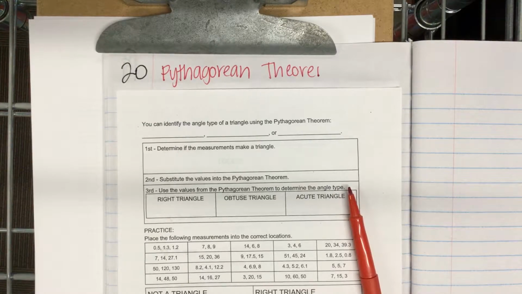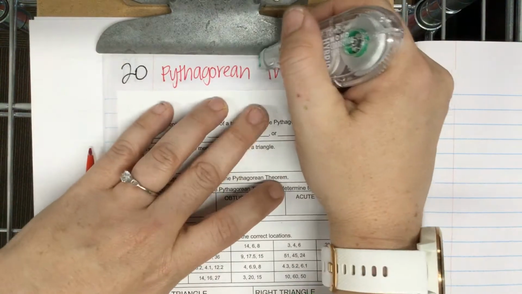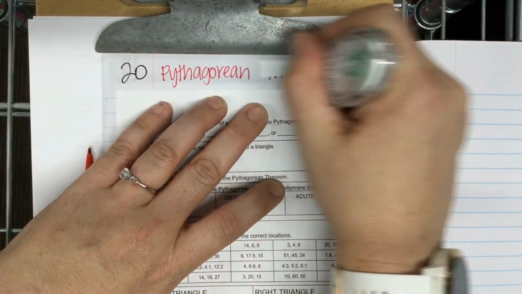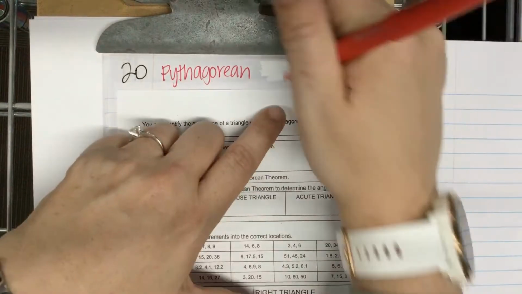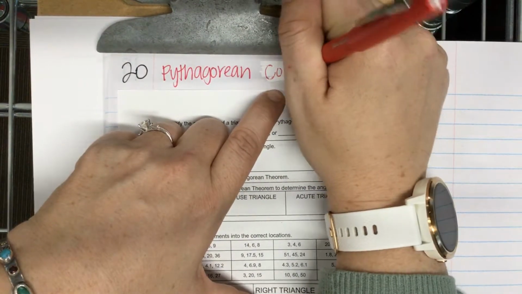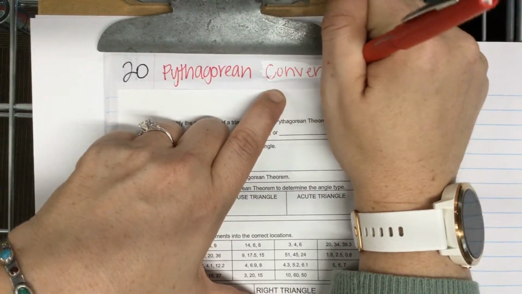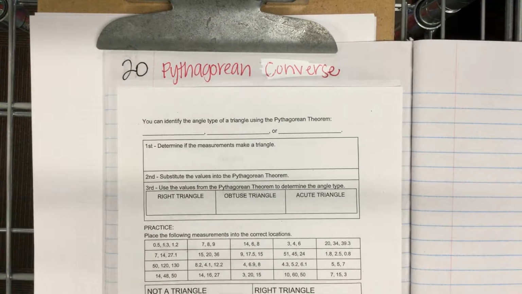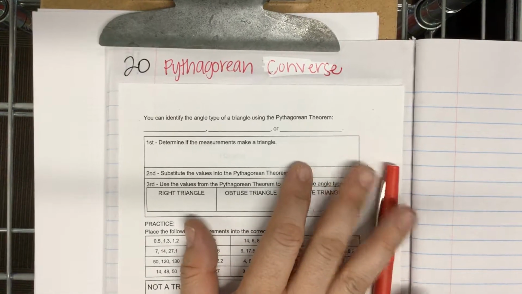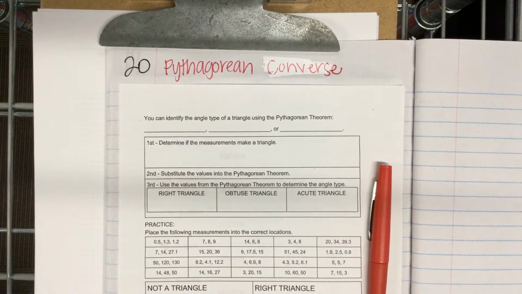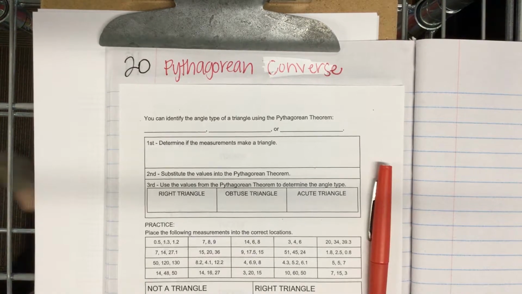And the Pythagorean converse, or Pythagorean theorem, is a squared plus b squared equals c squared, where a and b are legs. A is the short leg, b is the medium leg, or you can flip them. Medium then short, doesn't matter for addition. But your c value must always be the longest side, which is the hypotenuse.